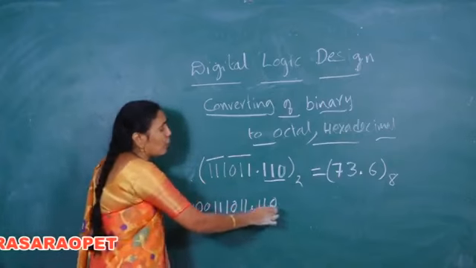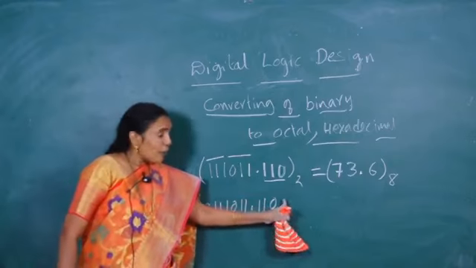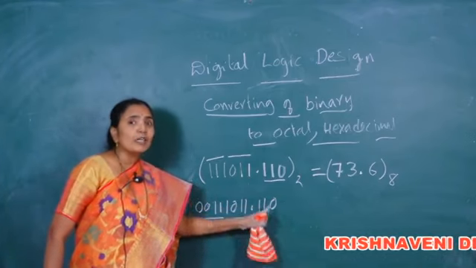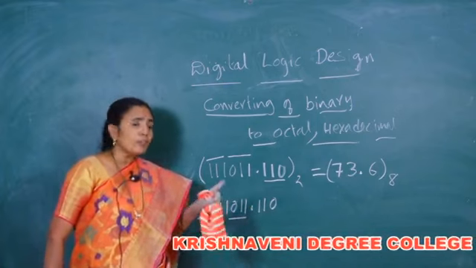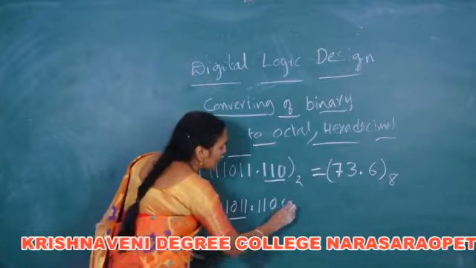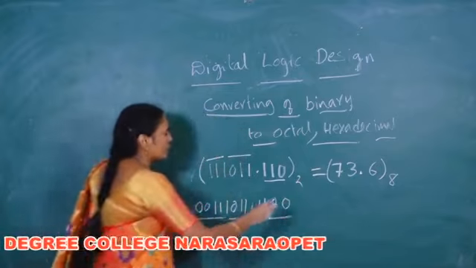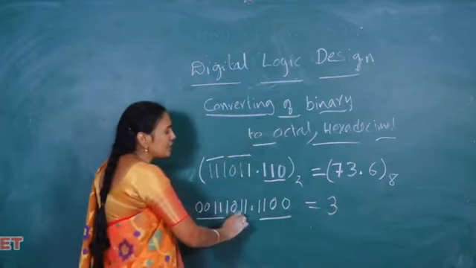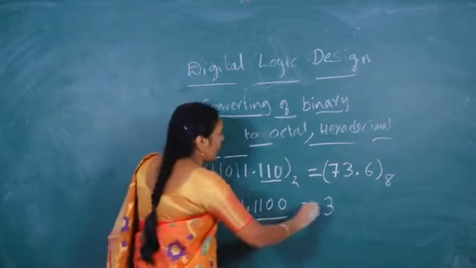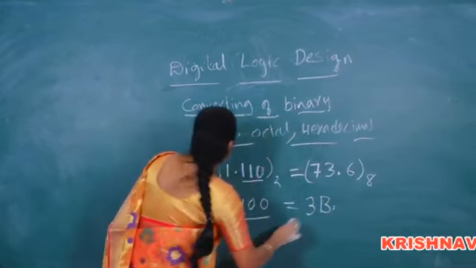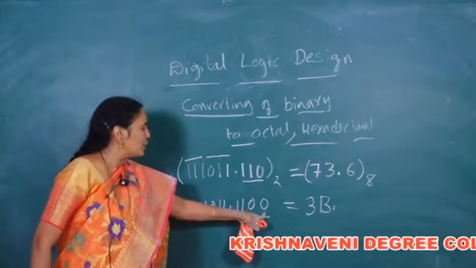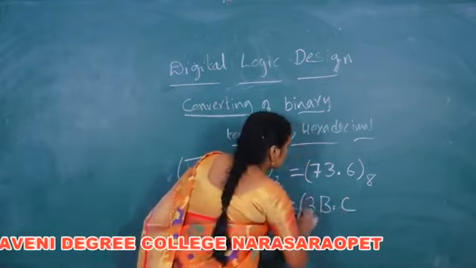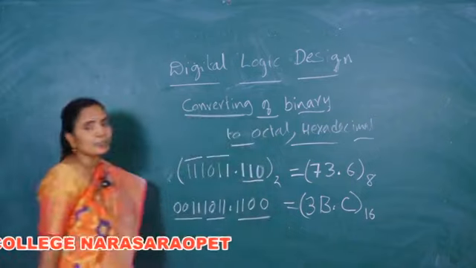Next, here also you have only 3 bits, but you have to compulsorily make it a 4-bit group. Why? Because if you convert this only, it is only a 3-bit group, not a 4-bit group. So, you have to compulsorily do the 4-bit grouping. Now, 0011 stands for 3. Next 1011 stands for 11. 11 means B. Next 1100, that is 12, that is C. This value is 3B.C, which is a hexadecimal number.